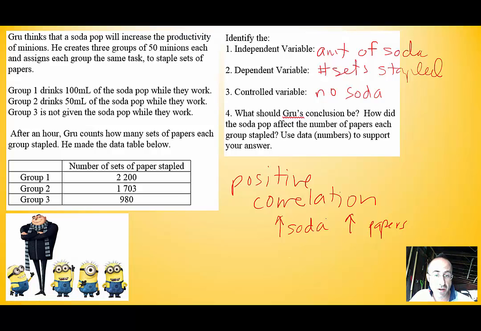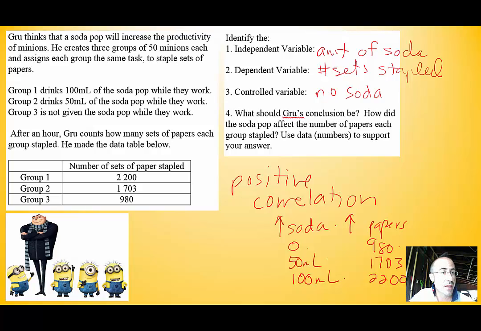Well, you can easily say here, as you see right here, as you increase the amount of soda, so as you go from 0 to 50 milliliters to 100 milliliters, you find that you go from 980 to 1703 to 2200 packets stapled. So it goes up with every turn. Okay, so that is how the data helps support it. And it's nice because with every step you see in the soda amount, you see a nice step in the amount of papers put out. Okay, all right, so that's what we're looking at with an example that takes an entire picture.